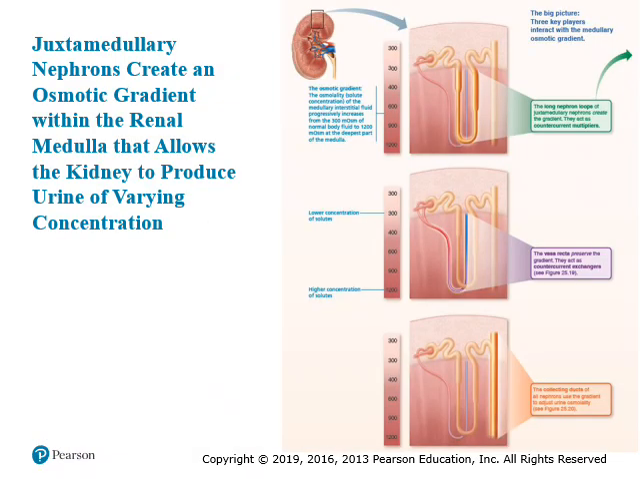So let's take a look at the juxtamedullary nephrons that create an osmotic gradient within the renal medulla that allows the kidney to produce urine of varying concentration. I will be giving you three different interpretations of this, so that you will understand pretty much what the countercurrent multiplier and exchanger will be.